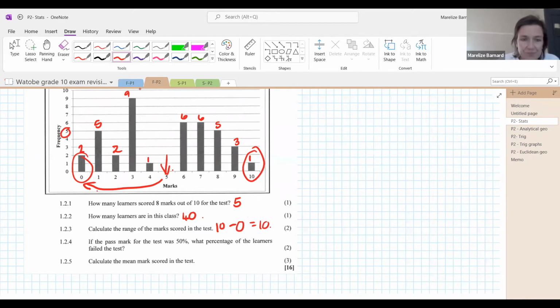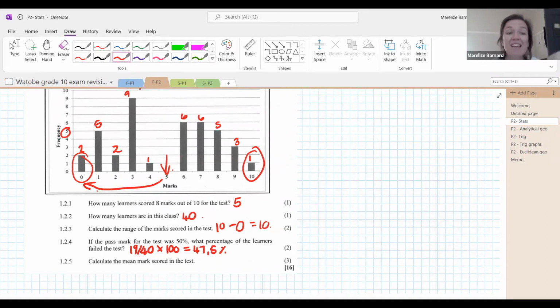Harties, well done. Okay, so just again, we're going to add up everyone who got below 5. So that's 1 plus 9 is 10, plus 2 is 12, plus 5 is 17, plus 2 is 19. Of the total, which is 40 times by 100 to get a percentage, that gives me 47.5%. So about 47.5% of the class failed the test.